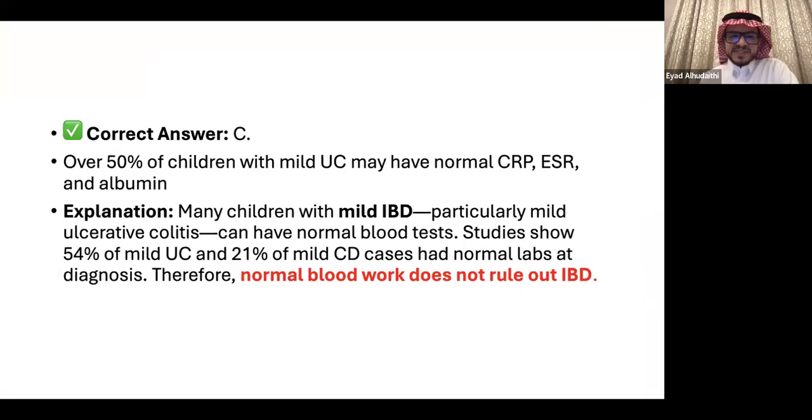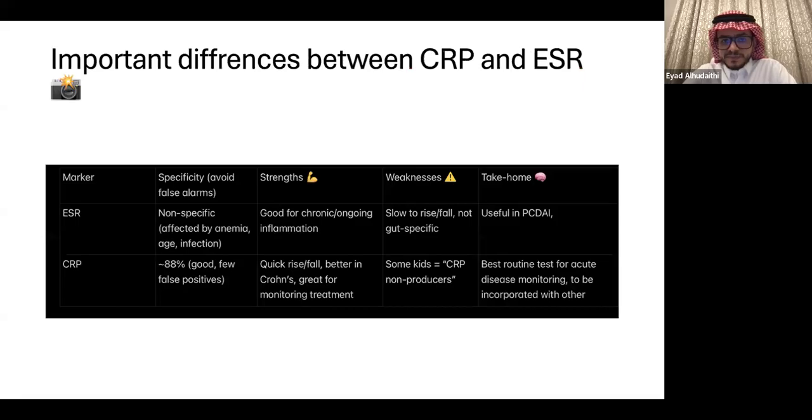So over 50% of children with mild UC may have normal CRP, ESR, and albumin, and this is very crucial information. Some of us might encounter a patient or referral, and you might think that if the CRP and ESR are normal, it's not IBD. This is wrong. Mild IBD can present with normal labs, reaching up to 50% in UC and 20% in mild Crohn. So the message here: normal blood work does not rule out IBD.